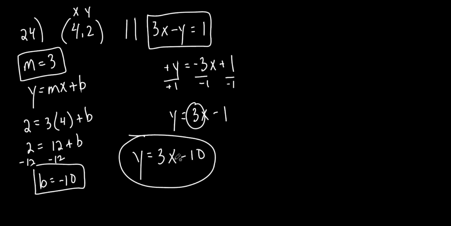And there you go. So this line right here is parallel to this line, but it goes through this point 4, 2. So they're two completely different lines, but they're parallel to each other. How do you know they're parallel to each other? Because they have the same slope. Make sense? Let's do one more and we'll quit. I'll let you do the rest.